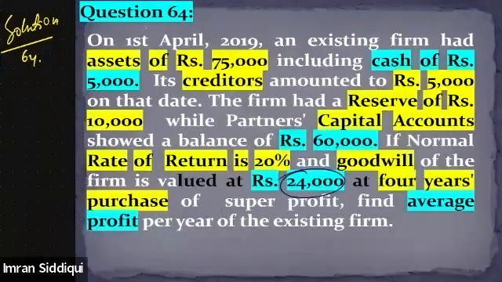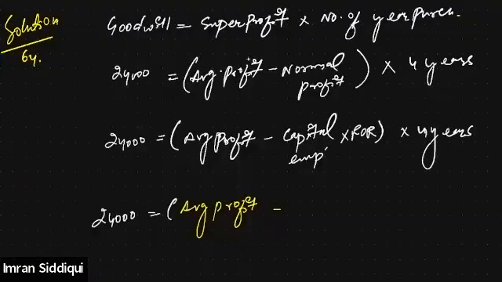So it says that on the 1st of April 2019 an existing firm had assets of rupees 75,000, including cash. Creditors amount to 5,000 on that date, reserve of rupees 10,000. To calculate the value of the capital employed, there is one formula. Whenever capital employed is not given in the question, we apply this formula. The formula is very simple. We need to subtract all the liabilities from the assets.